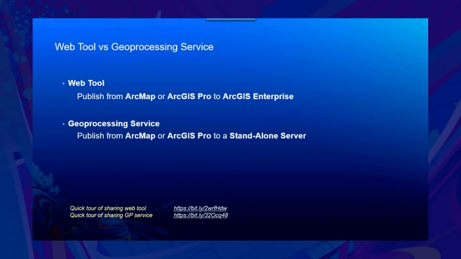So a web tool has 2 main components. And for a GP service, you also publish either from ArcMap or from ArcGIS Pro to a standalone server, and there's going to be a GP service in this standalone server after publishing. Notice if you publish from ArcMap, it's different than publishing from ArcGIS Pro. They lie in different places on the server and behave differently. For more information about web tool and GP service, here are the readings.